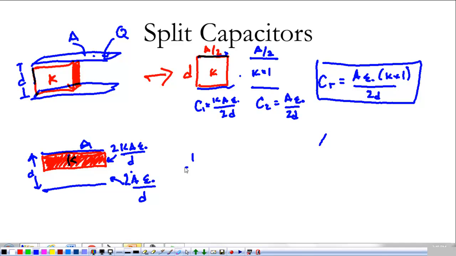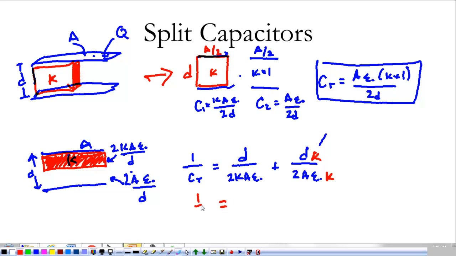Since this is a series system, I have to add it up weirdly. 1 over the total capacitance is equal to the inverse of capacitance 1, D over 2 kappa times A epsilon naught, plus 1 over capacitance 2, D over 2 just times A epsilon naught. No dielectric constant there. So, adding these together, a little bit of tricky math, I have to multiply this by kappa and this by kappa. Now I can add them together.